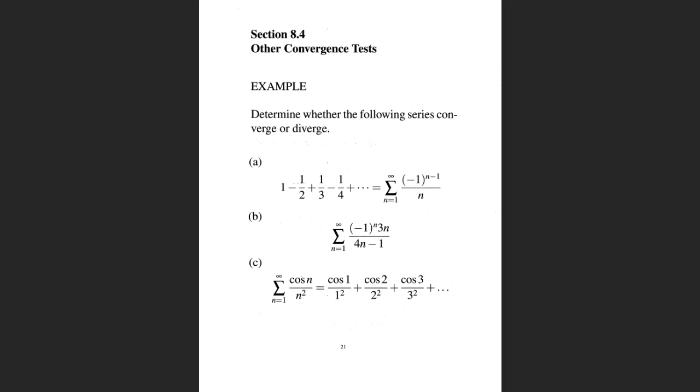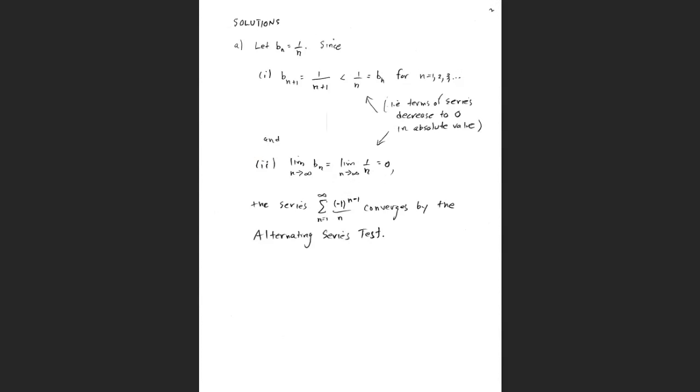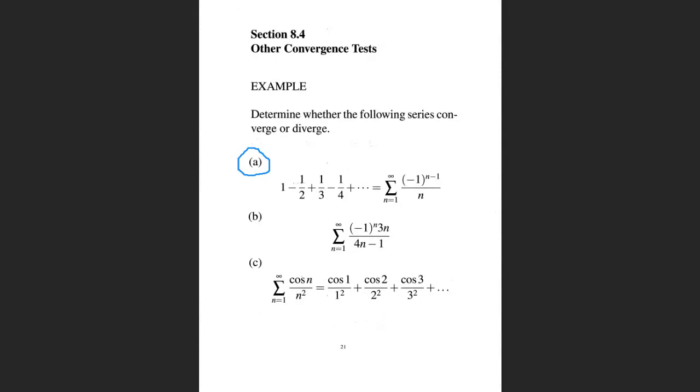All right, so the first problem, we've already done. So let me show you the solution for the first one. That's the alternating harmonic series. If I wanted to be very formal, this would be the solution. So the b sub n, well, let me go back here. Let me be a little more careful.